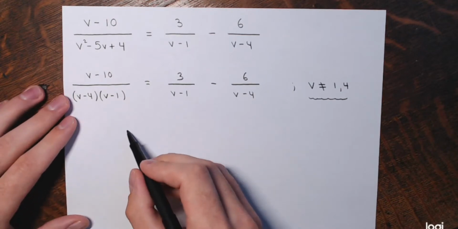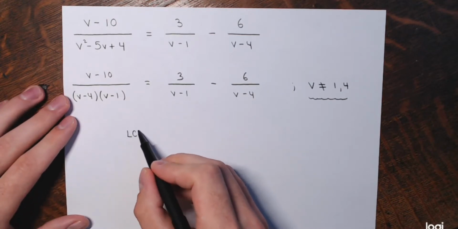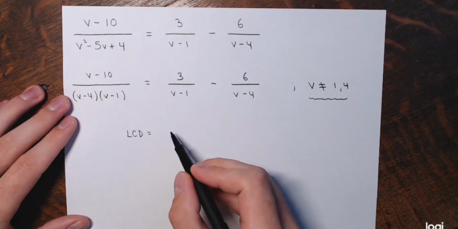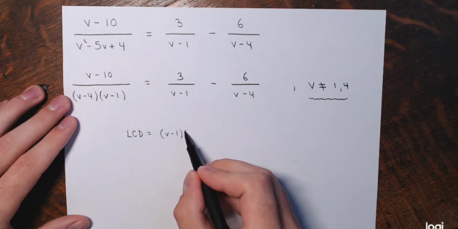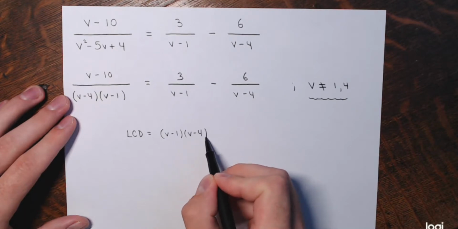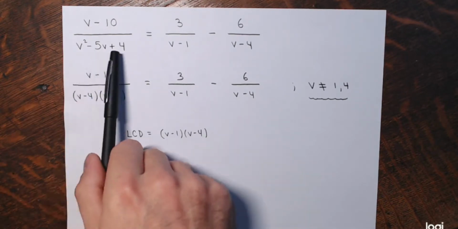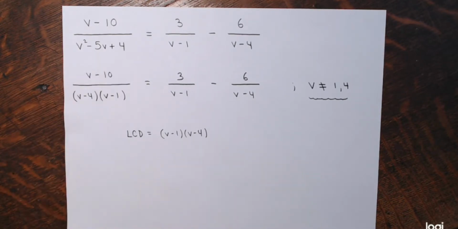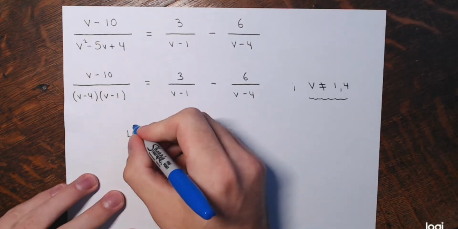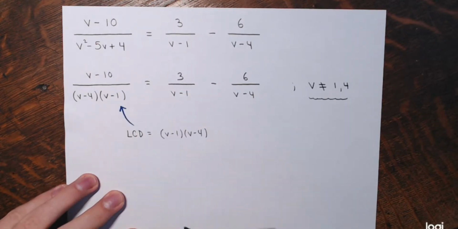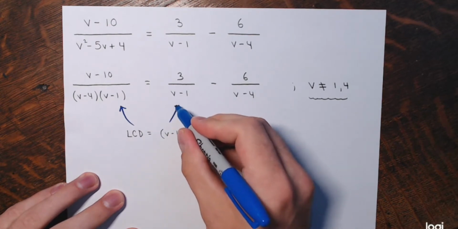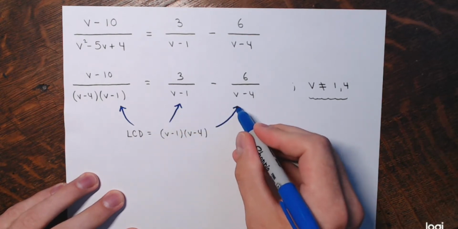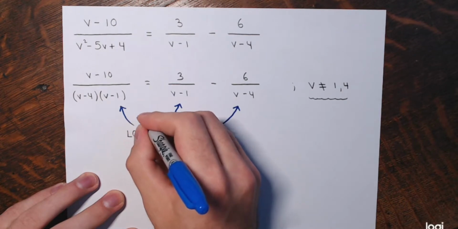And I'm hoping the LCD is easy to state after all the denominators are factored, and that would just be v minus 1 times v minus 4 here, or v squared minus 5v plus 4, however you want to write it. And we're multiplying the only fraction on the left by the LCD, and both the terms on the right by the LCD, right? So multiply.